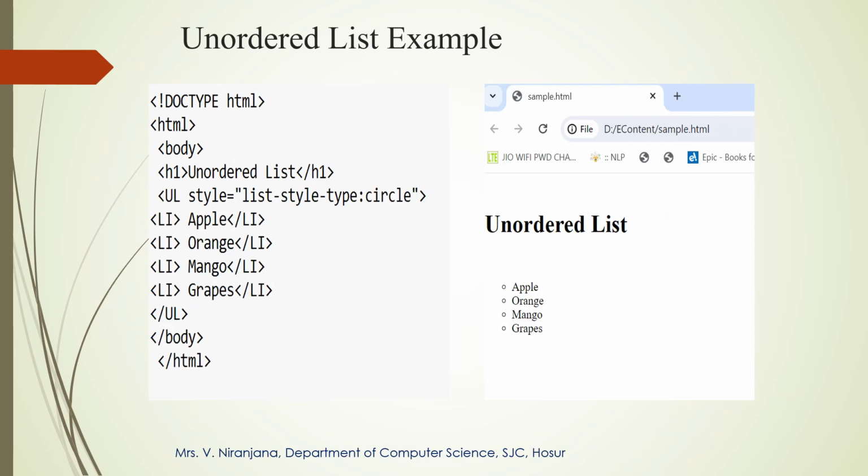Here again, we can see a list style type circle. Can you see the circle which is not filled? So this is another attribute for the unordered list, that is the circle type of bullet.